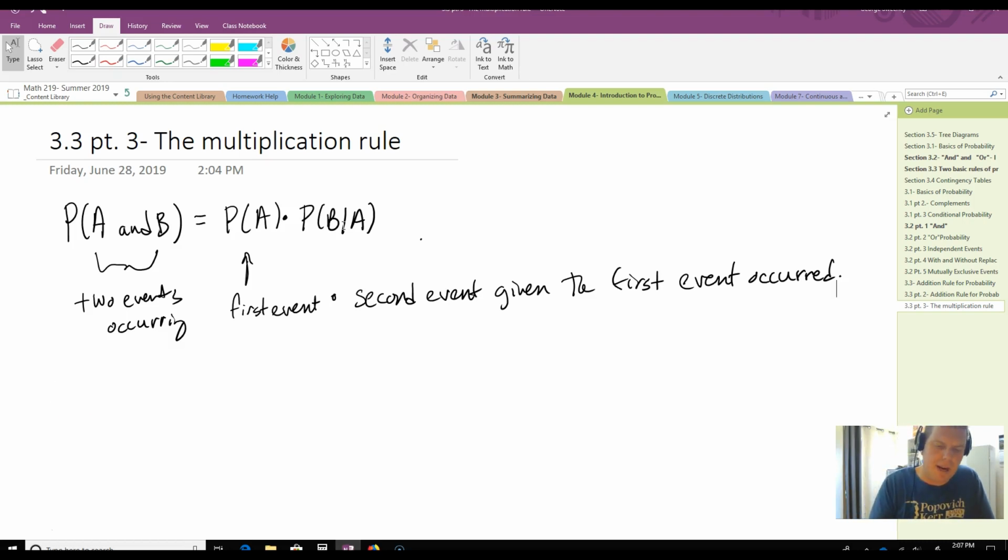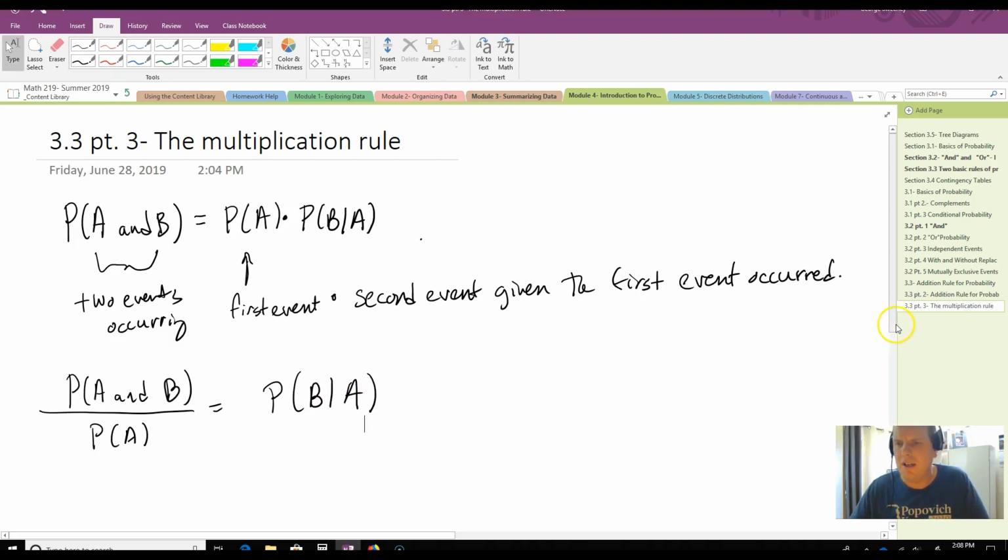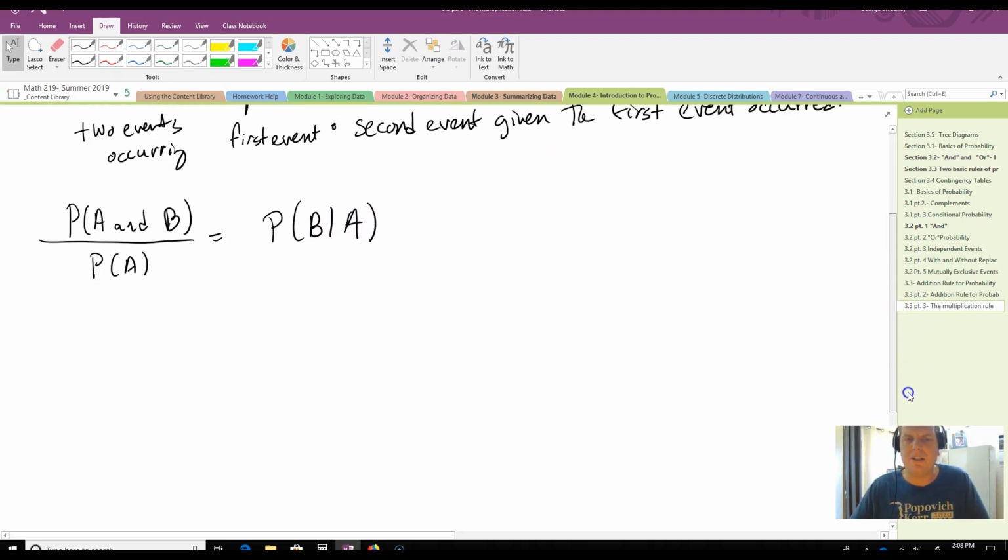Now, if I go through and rewrite this, this is also going to mean that the probability of A and B divided by the probability of A is going to equal the probability of B given A. So it's actually also going to give us our conditional probability, and I'm going to talk about that one first because it turns out that one's the most intuitive to understand.